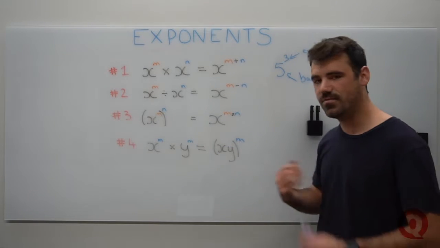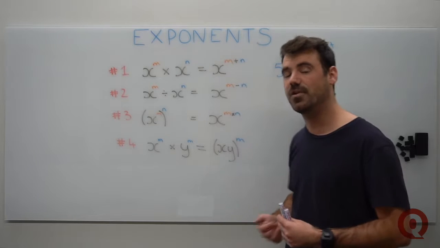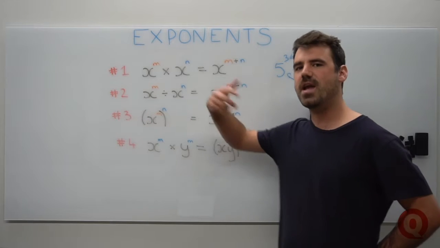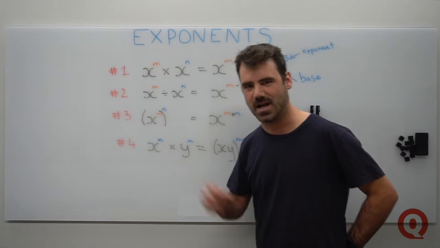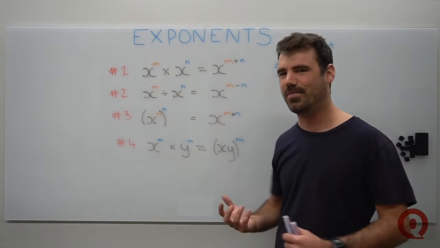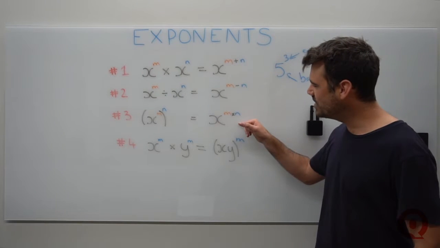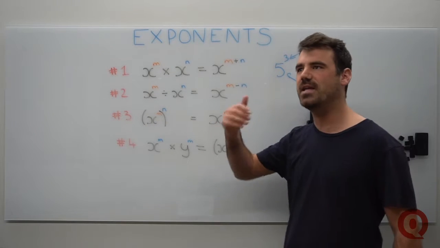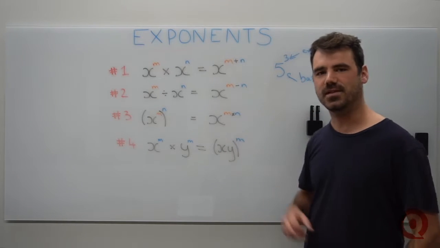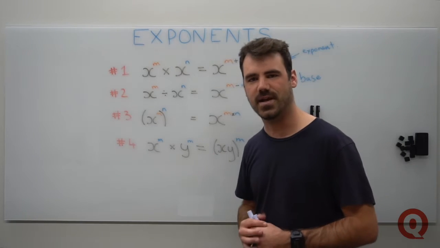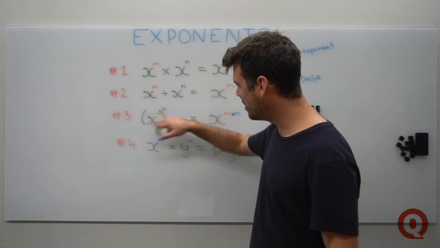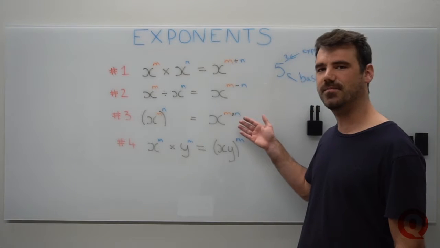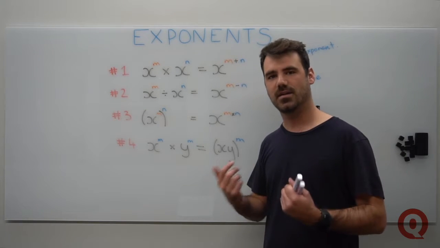Moving on to number 3. I am moving through these fairly quickly because this is just revision from last year. If I have x to the power of m in a bracket raised to a further power, now we have a power to a power. It's a very powerful sum. So what we need to do here is multiply those exponents. So for instance, if I had x raised to the power of 5 in a bracket, and then outside the bracket I had a 6, that would then be x to the power of 5 times 6, and my answer would be x to the power of 30.